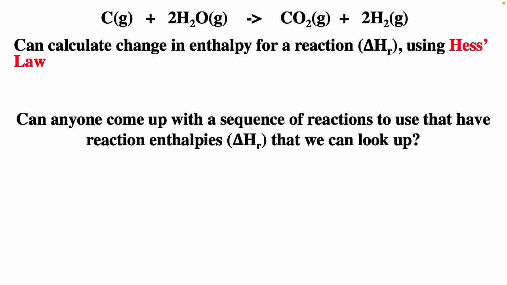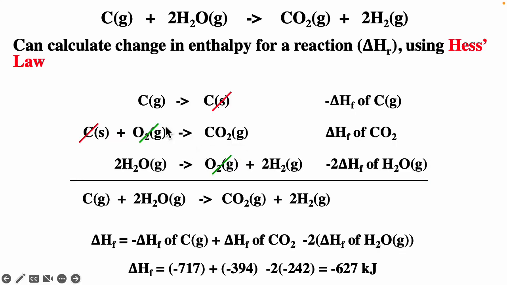Now, a final way of doing it, we can use Hess's law. We need to come up with a series of reactions that, when added up, come to the reaction that we're looking for. We can imagine carbon gas going to carbon solid. The change in enthalpy for this reaction would be negative enthalpy of formation of carbon gas, because enthalpy of formation of carbon gas would correspond to carbon solid going to carbon gas. We flip that, and that's why it's a negative one.